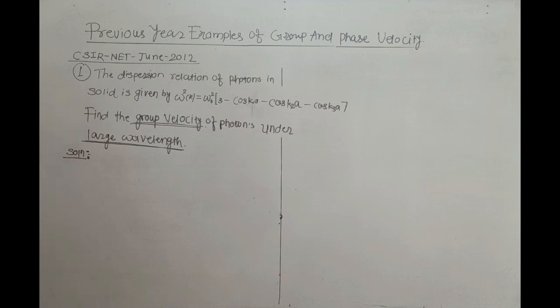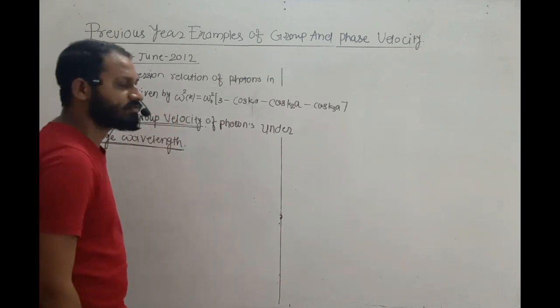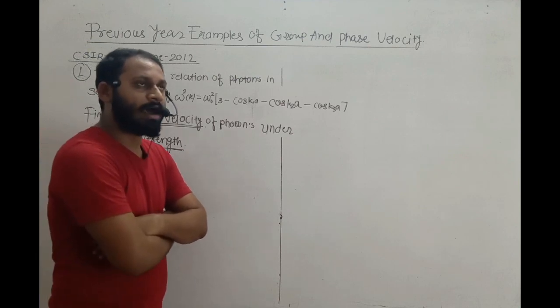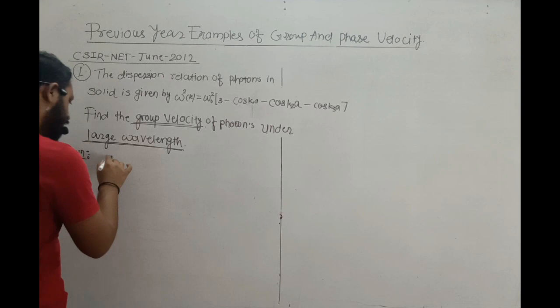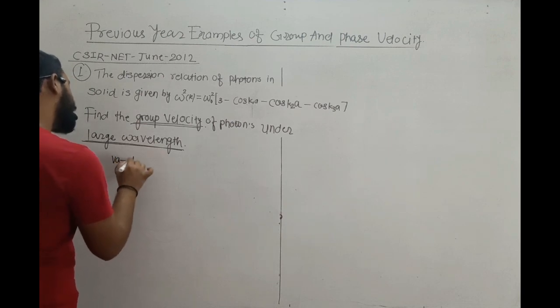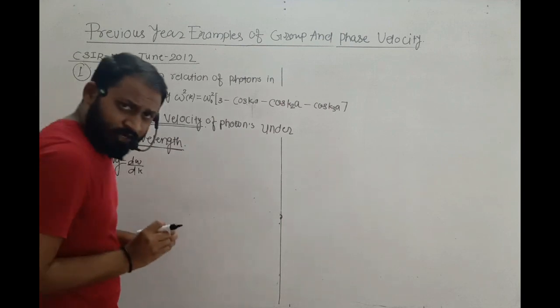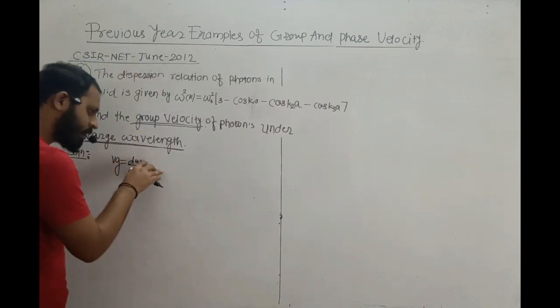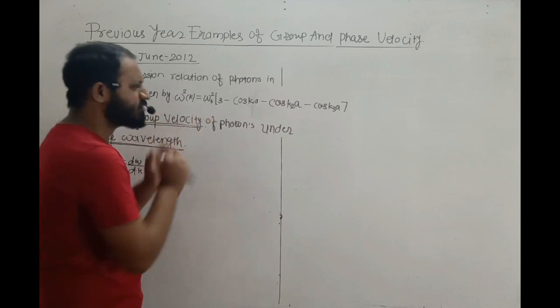Now see, they are asking to find the group velocity and what they have given is omega square. We have a relation between the group velocity and omega, that is Vg equals d omega by dk. But it is difficult to differentiate omega with respect to k for this omega, so much trouble is there.